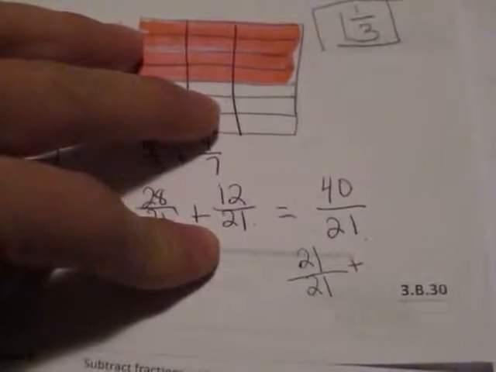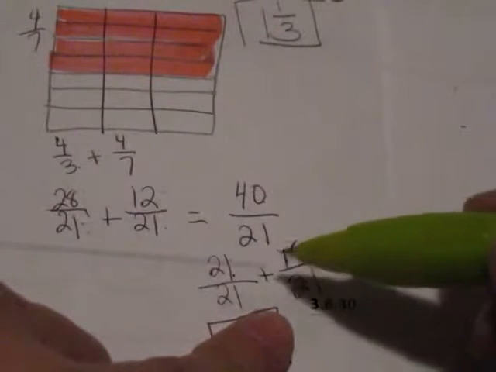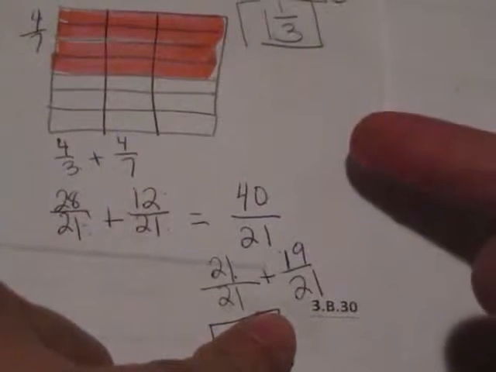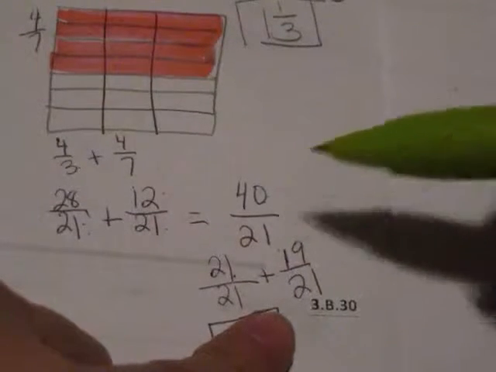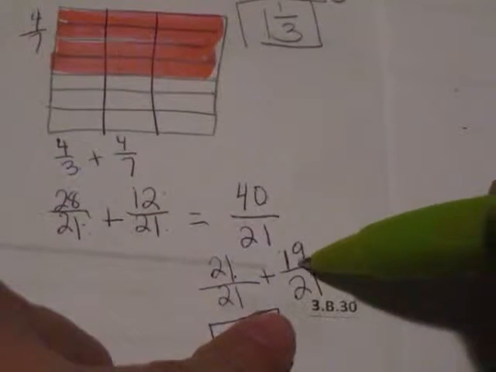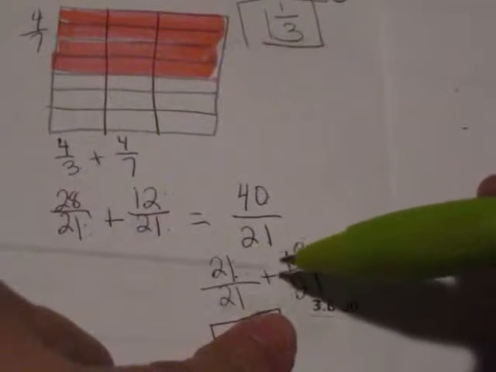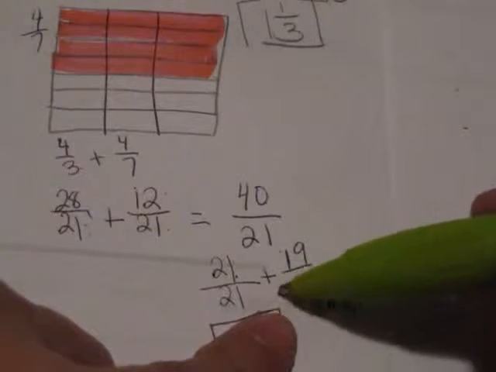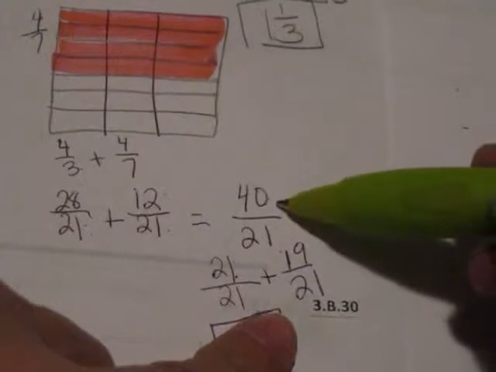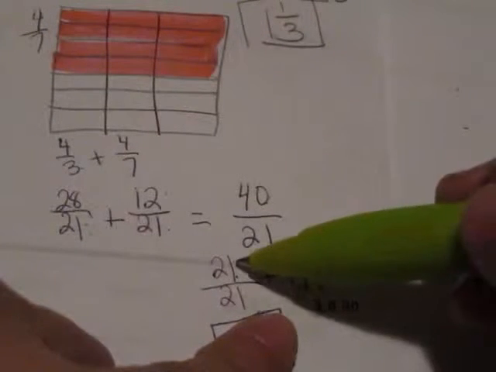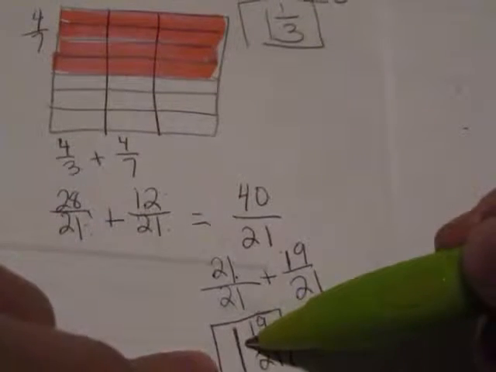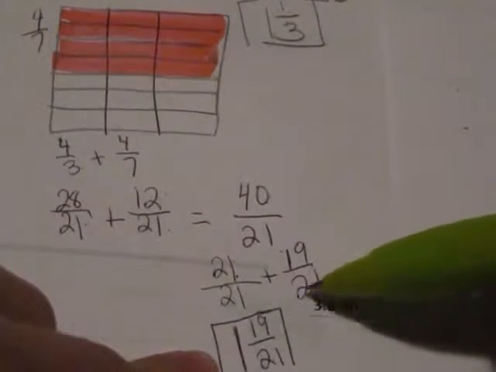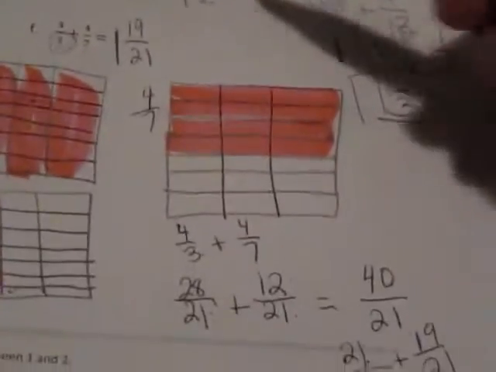So one way that I did it is I go 21, 31, so that's 10. And then from 31 to 40, I know is 9, so 10 plus 9 gives me 19. So 21 21s plus 19 21s will give me 40 21s. So then I go ahead and I'm going to change my 21 21s into one whole, and then I still have my 19 21s. So my answer for this problem, nope, there it is.